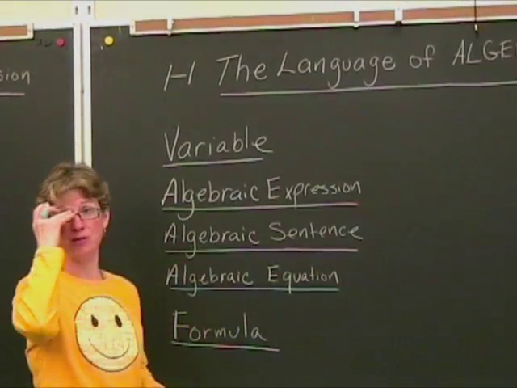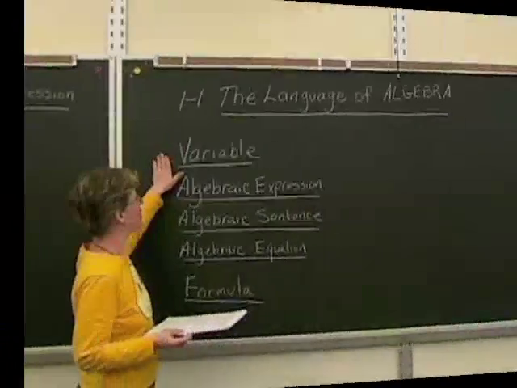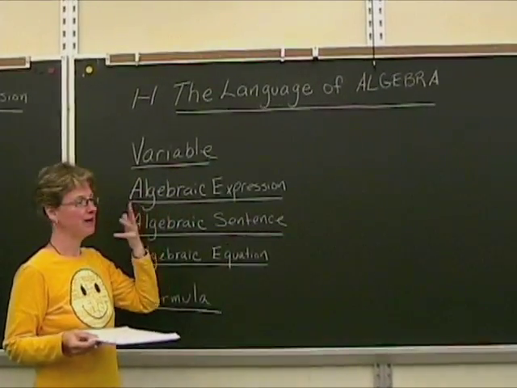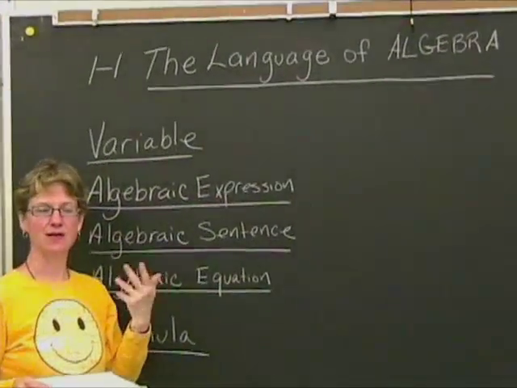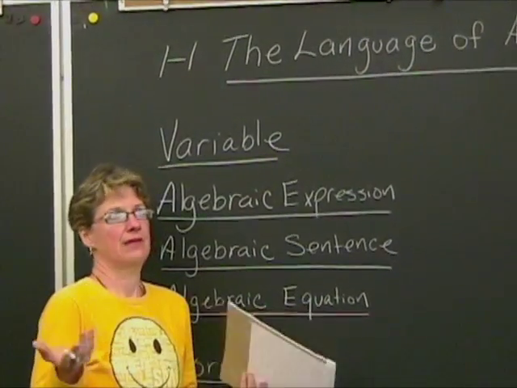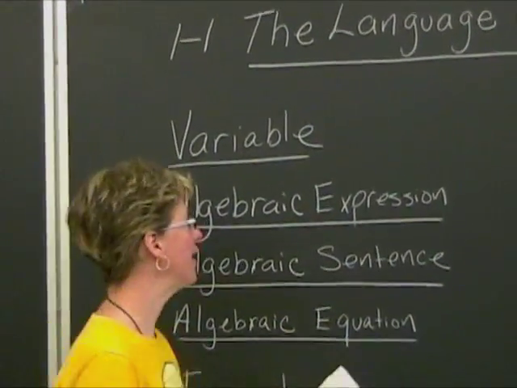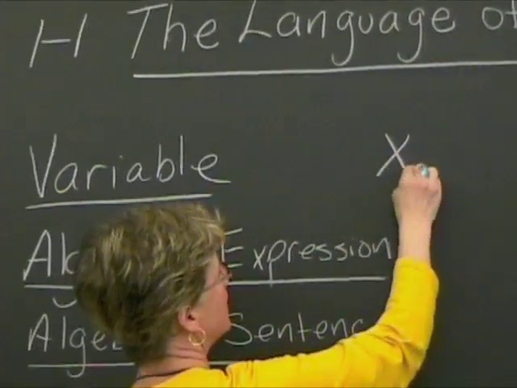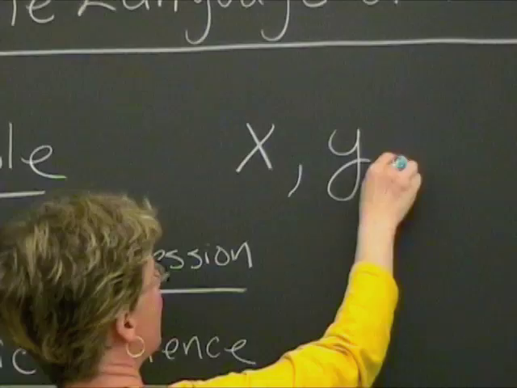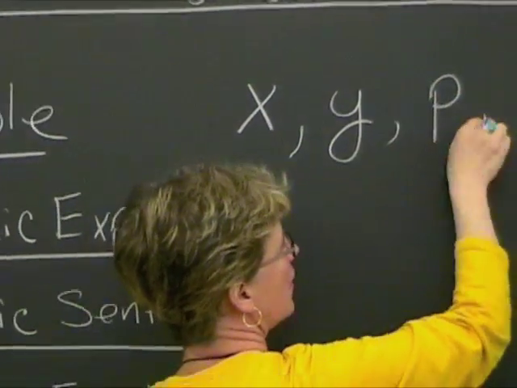Let's talk about the language of algebra to get into our advanced algebra. First thing we have to be aware of is what's a variable. Variables are letters that just hold places for numbers, okay? The most common variable is x. And then you see y quite a bit, but they can be anything, okay?